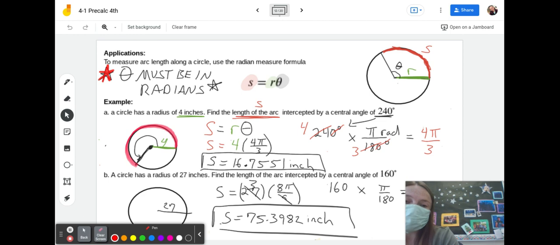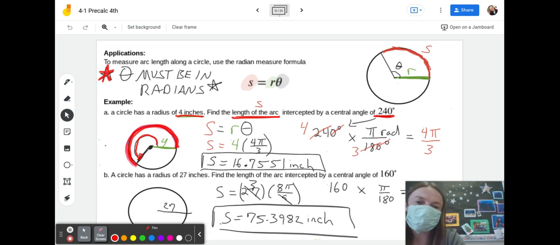It's a great way to solve for an angle or a radius or an arc length when you don't have all the information given. So an example here: if you have a radius of 4 inches, you want to find the arc length, and it's intercepted by 240 degrees. This is what the image would look like. So what we're looking for is, what's theta and what's the arc length?